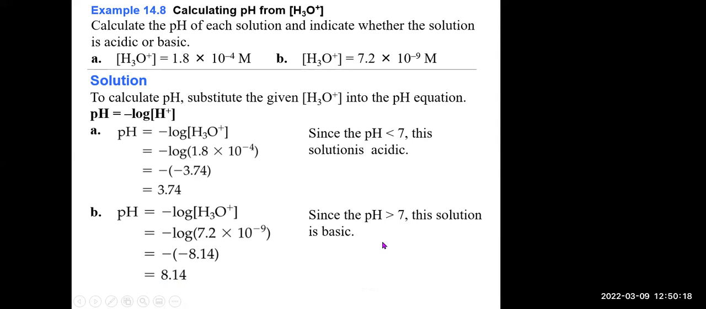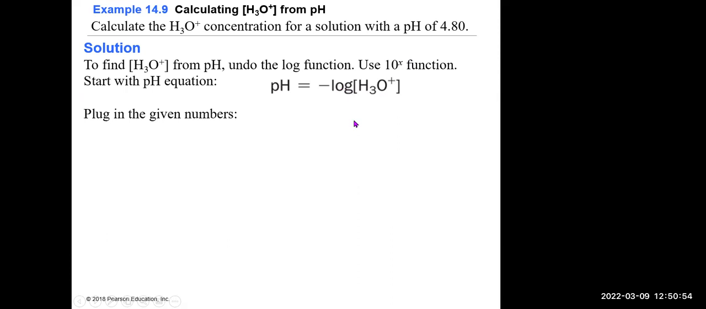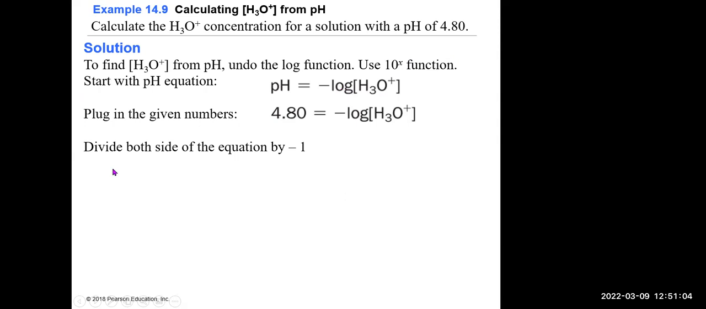You can do the reverse with some simple math. If you know the pH, you can calculate the molar concentration of H plus or H3O plus. We'll use the 10 to the negative x function on your calculator. Mathematically, the pH is written as negative log H3O plus. We plug in the numbers, so we know the pH is 4.80. Then you multiply both sides by negative 1, so negative negative becomes positive on the right, and the positive 4.80 becomes negative 4.80.